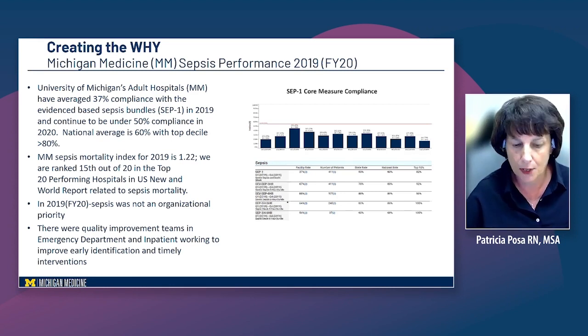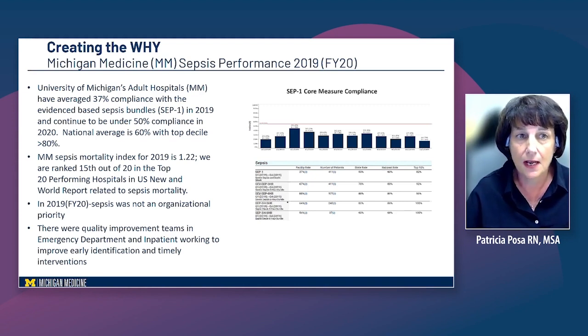So we started with creating the why and met with executive leadership to promote and ask for sepsis to be a priority for the organization. We shared our performance and how it matched up with other academic medical centers and hospitals, and how our current performance could impact the organization as well as our patients.